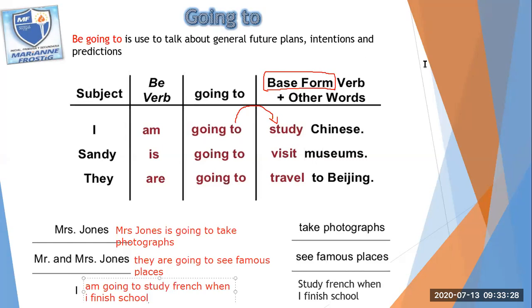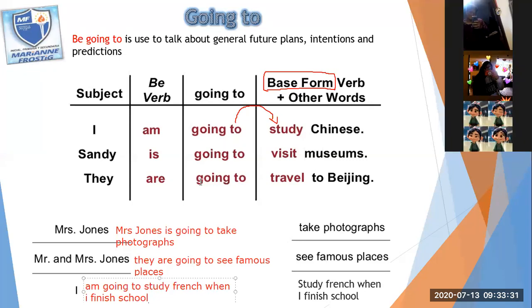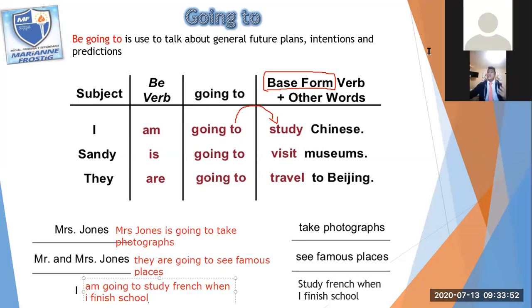Okay, now I have a question for everybody. Bruno, Luis. Mr. Jones is going to take photographs. They are going to see famous places. I am going to study French when I finish school. These are affirmative or negative sentences? Affirmative. Very good. Perfect. Now, to make a negative sentence, what word do we use? ¿Qué utilizamos to make a negative? El not. Agrega el not. Very good, Luis, Bruno, Naomi.